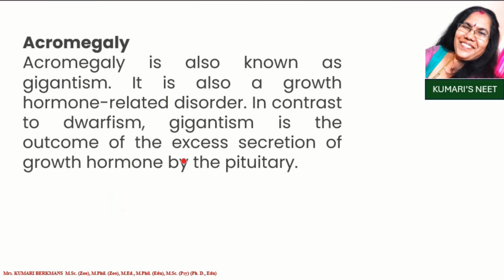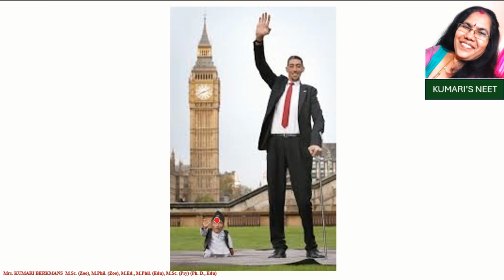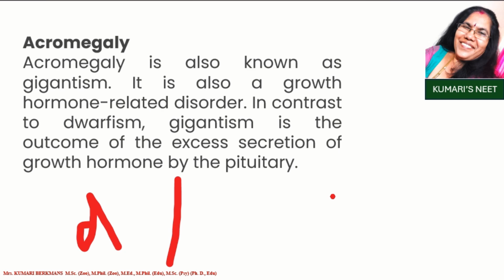Next one, if you see, it is acromegaly. What is acromegaly? It is just the opposite of dwarfism. What is dwarfism? The people are very short. Acromegaly means they are very, very tall, it is called gigantism. So just opposite to dwarfism, it is gigantism. You can see in this picture, he is a dwarf and he has acromegaly. See the height, it is not normal height, it is somewhat abnormal. So that is called acromegaly.